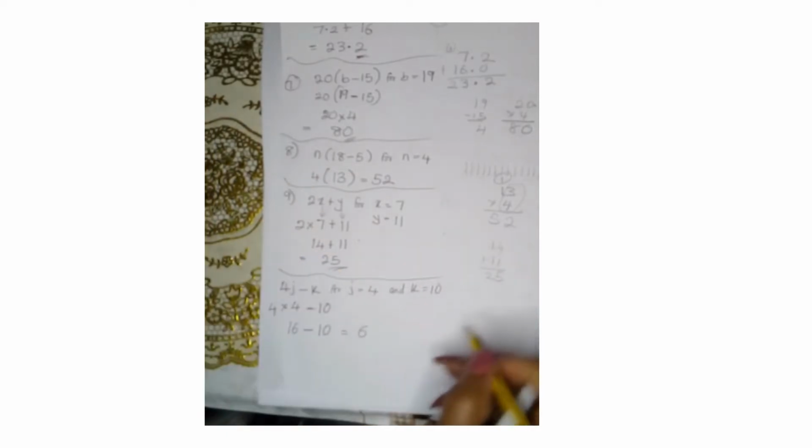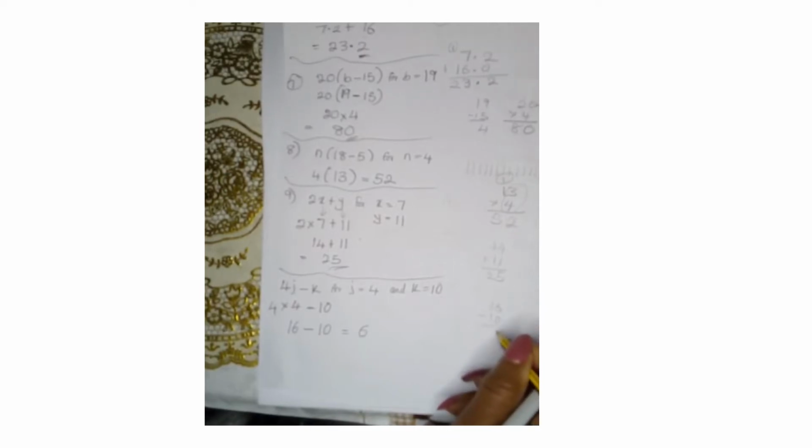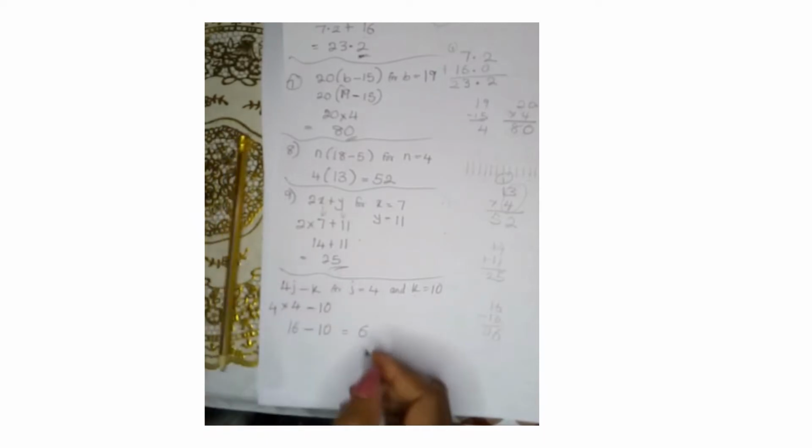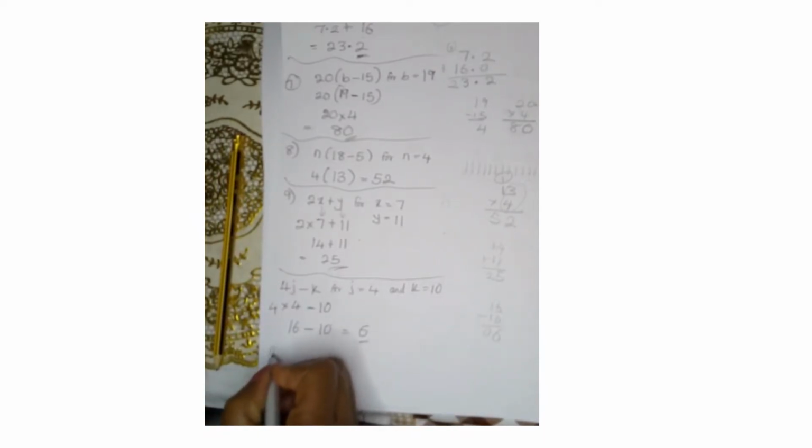How did you get it? 16 minus 10. 6 minus 0 is 6. 1 minus 1 is 0. That's how we got the answer. So question number 11.